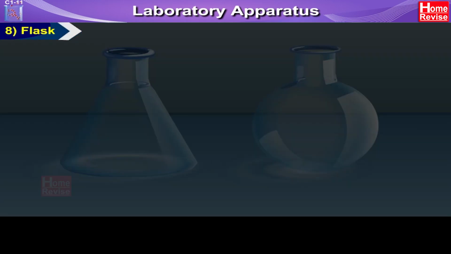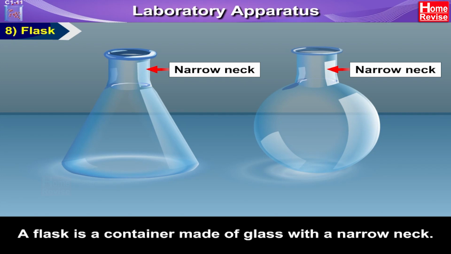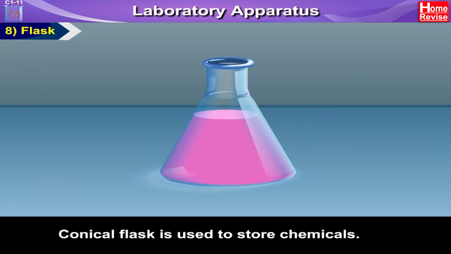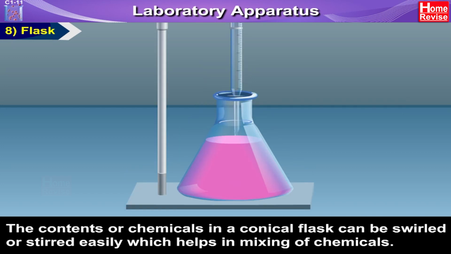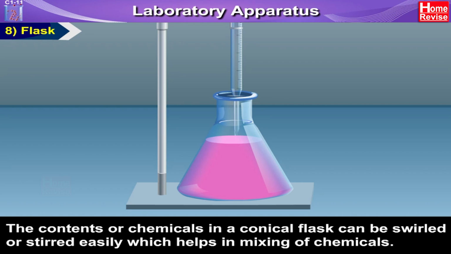8. Flask. A flask is a container made of glass with a narrow neck. Flasks are of three types depending on their shapes. Conical flask is used to store chemicals. It is usually made of borosilicate glass. The contents or chemicals in a conical flask can be swirled or stirred easily, which helps in mixing of chemicals.